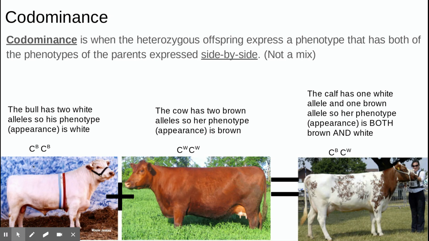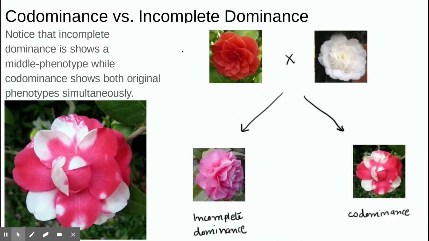So if we have the white colored bull and the brown-colored cow, they mix and instead produce a brown and white cow. So this heterozygous isn't light brown the way you would expect with incomplete dominance. It's instead co-dominant, so white and brown at the same time. Side by side, not mixed. All right, so let's do a comparison of incomplete and co-dominance.